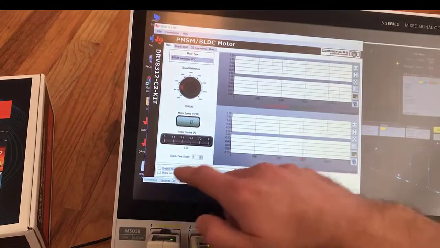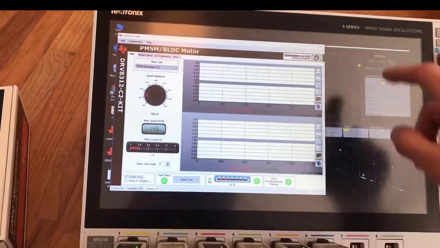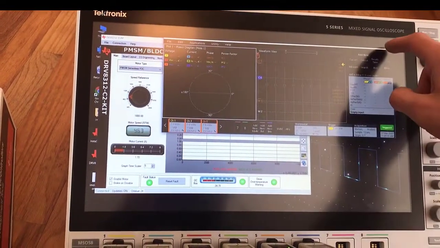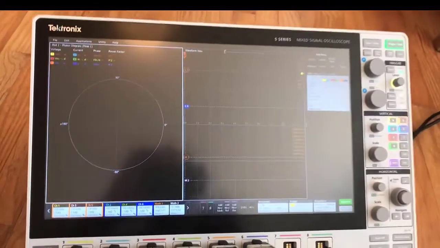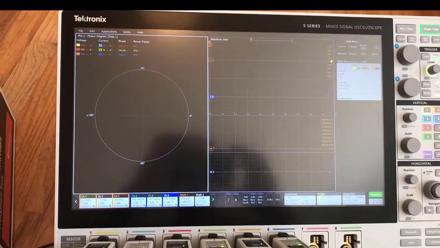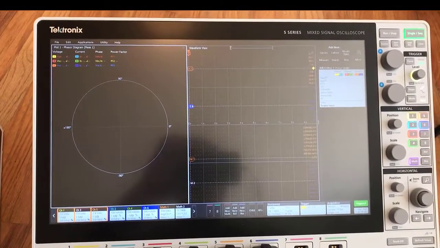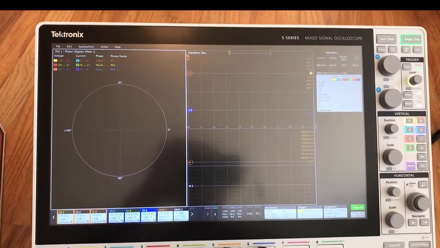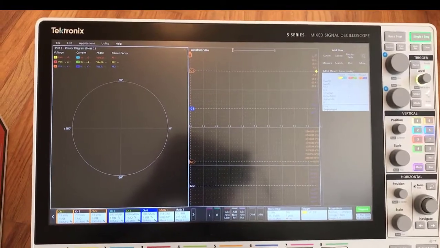Let's jump back over to the TI GUI, turn the motor on, and my horizontal settings I've got set up for a 10-second acquisition. So right here we can see that the scope is triggered and it's acquiring 10 seconds of data right now. The motor's turned on, and we're going to go ahead and look at what the startup of that motor looks like.